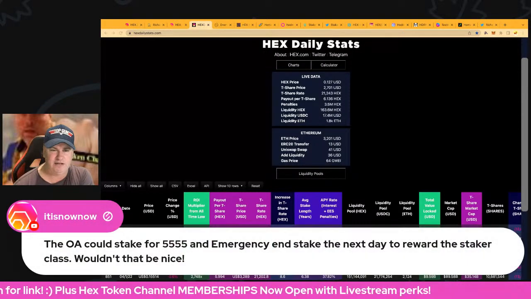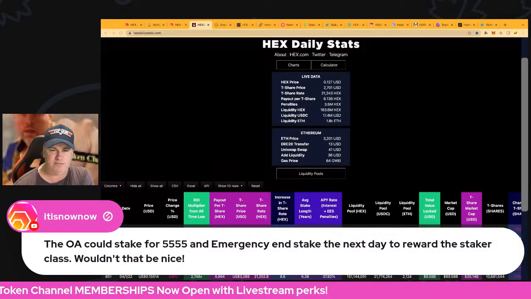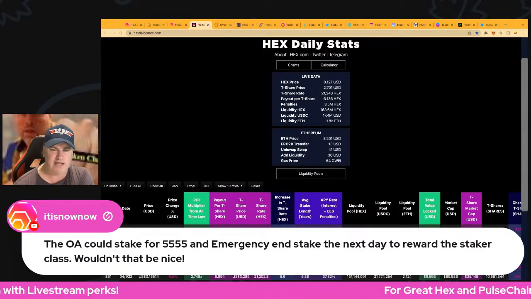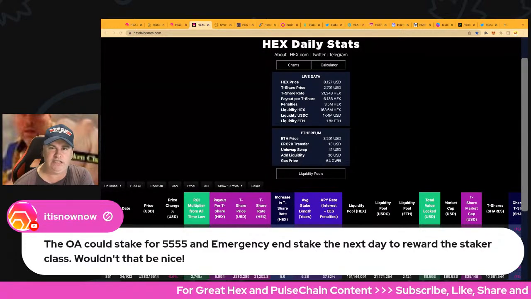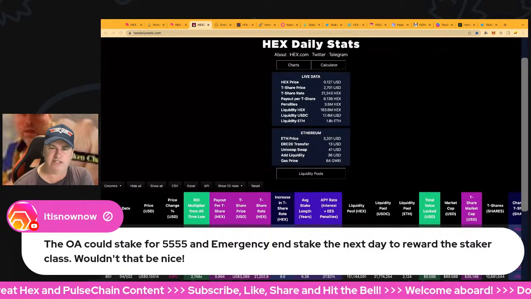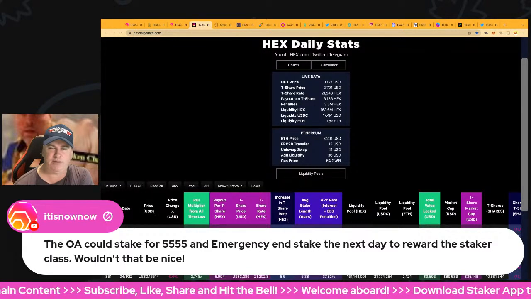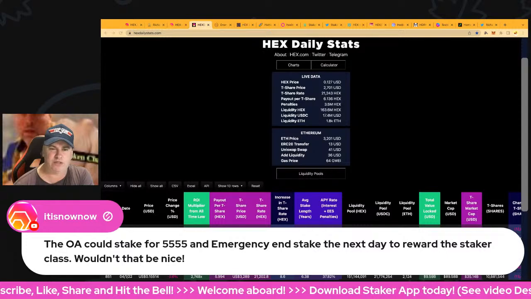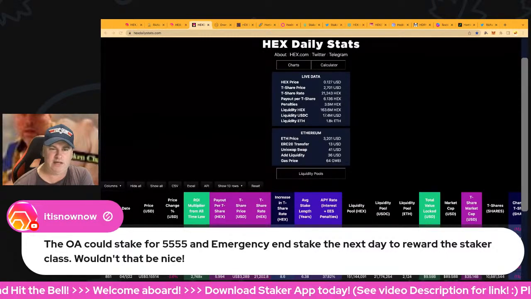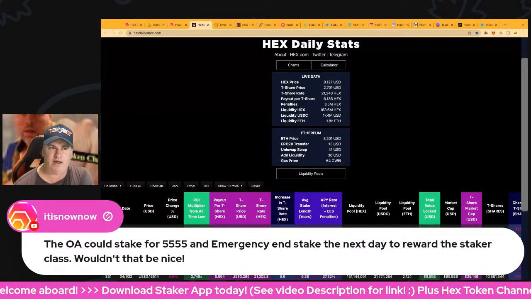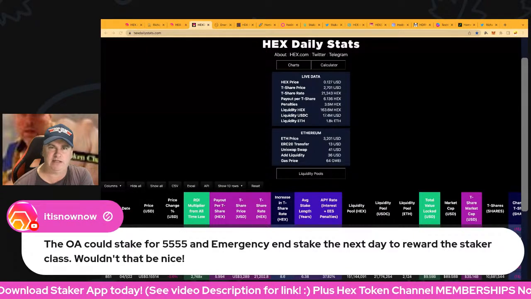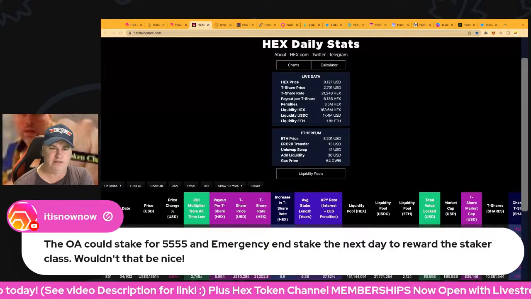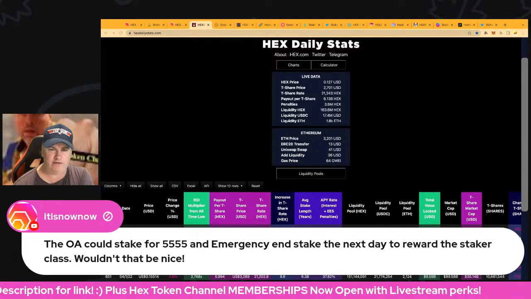Nana says the OA could stake for 555 and emergency end stake the next day to reward the stake class. Wouldn't that be nice? Yes, it could do. Now we do know that when it started off, it originally stakes out to 10 years. And we had some big stakes coming out at the end of November and early December last year. They ended up getting good accounted by John Wick. So that was pretty cool. So we definitely benefit from the OA, and it also helps to support the APY. So really, besides the share rate, the Origin account is another piece of magic inside of Hex. So cool.